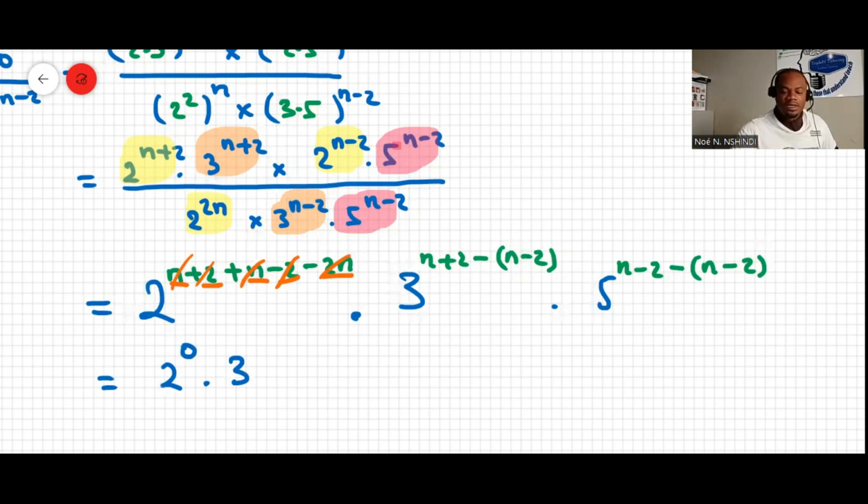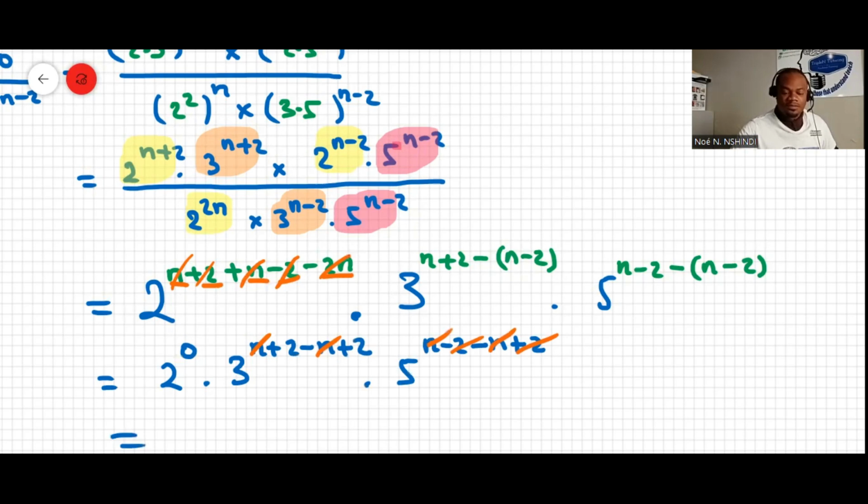this is like n plus 2 minus n plus 2. Okay, and then you see that n minus n also simplifies, and then multiply by 5 to the power of what? That makes n minus 2 minus n, and then plus 2. And now you notice also that n minus n falls, and negative 2 plus 2 also falls, 0. So here the answer will be like 2 to the power of 0.